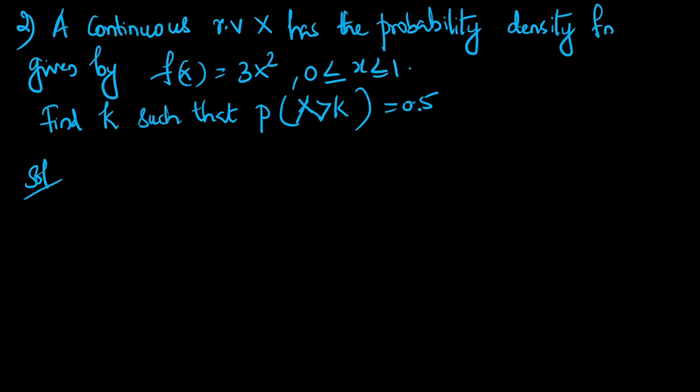Next question is, a continuous random variable x has the probability density function given by f of x is equal to 3x square.